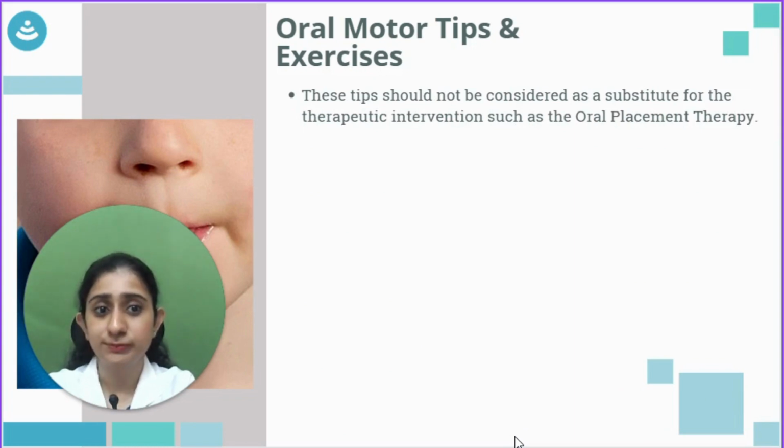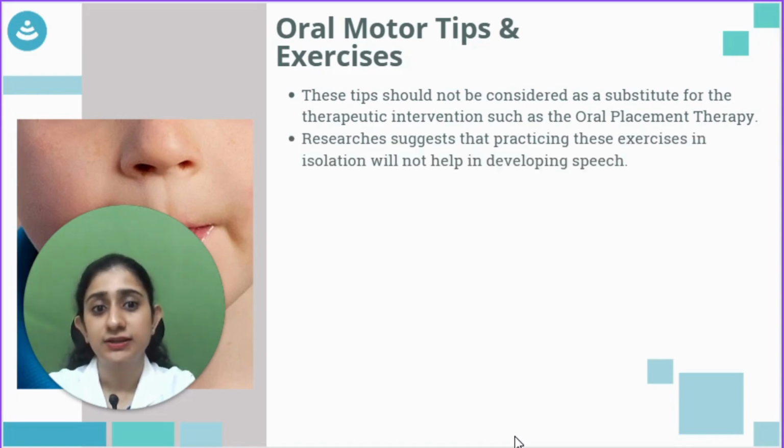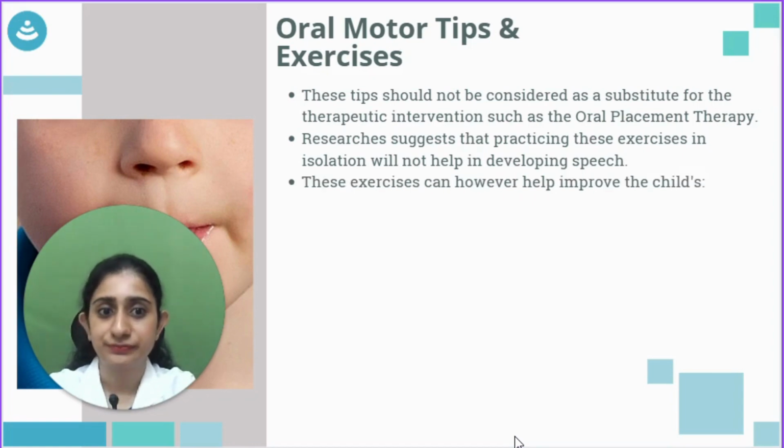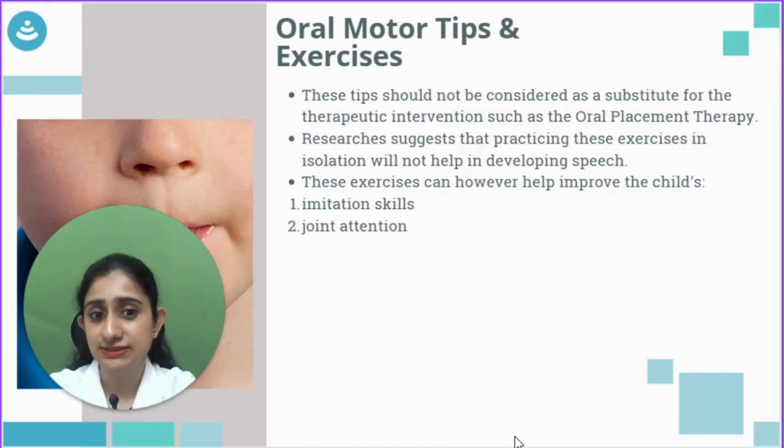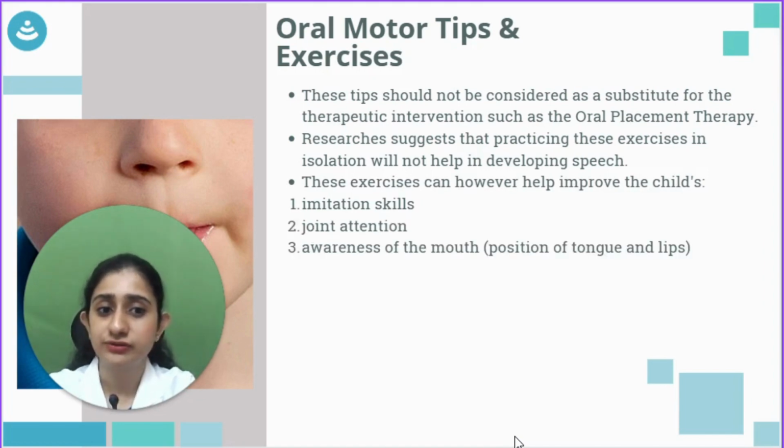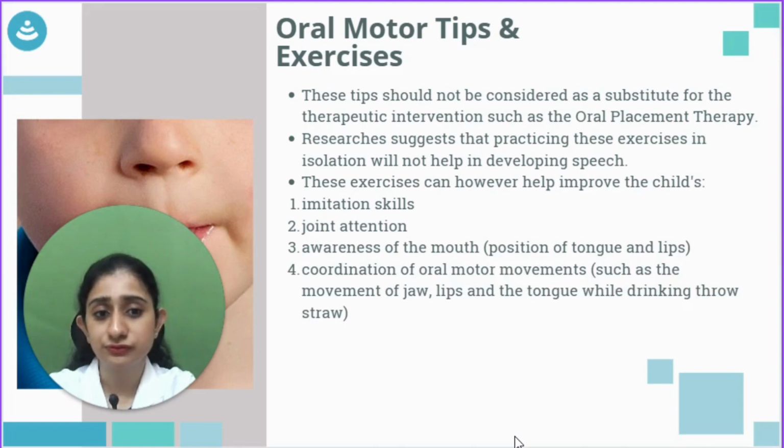These tips should not be considered as a substitute for therapeutic interventions such as oral placement therapy or prompt therapy. Researchers suggest that practicing these exercises in isolation will not help in developing speech. Isolation means just practicing it as such without incorporating any speech sounds. But these exercises can, however, help improve the child's imitation skills, joint attention, awareness of the mouth, and coordination of oral motor movements such as movements of the jaw, lips, and the tongue while drinking through a straw.